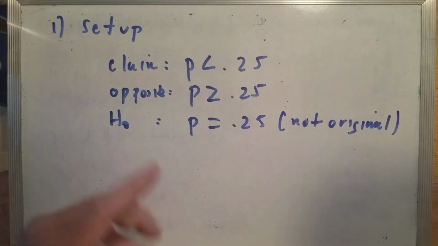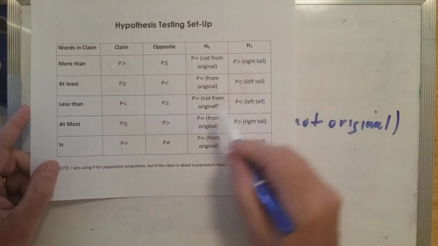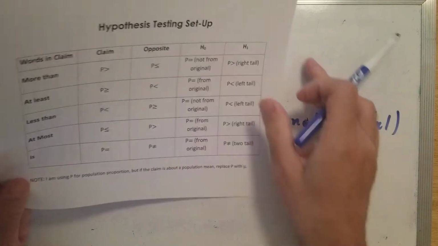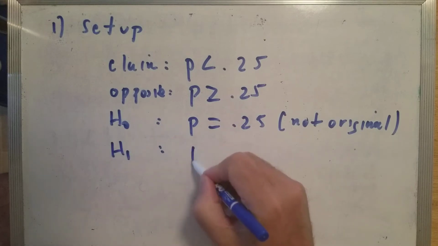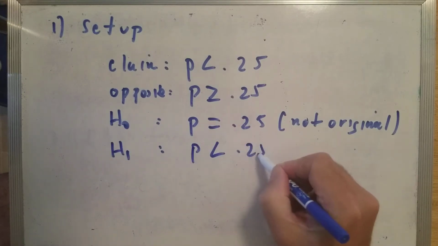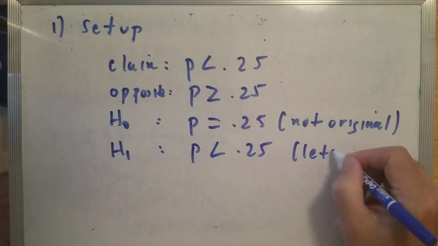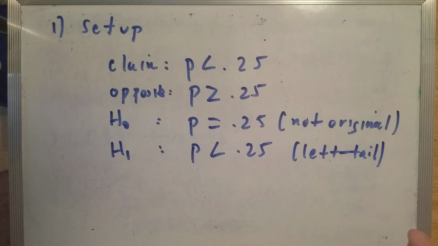And then the last element of the setup is what's called H1, or the alternate hypothesis. On this row it says P is less than, and it's a left tail test, as they say. H1, P is less than 0.25. Because the arrow is pointing towards the left, it's what they call a left tail test. And that concludes the setup of this problem.